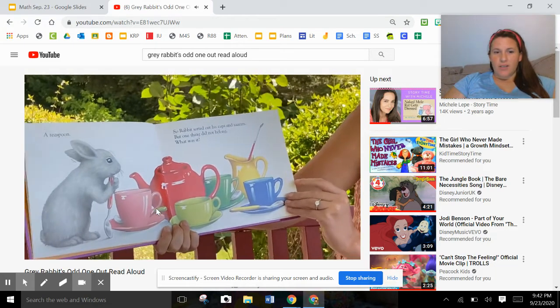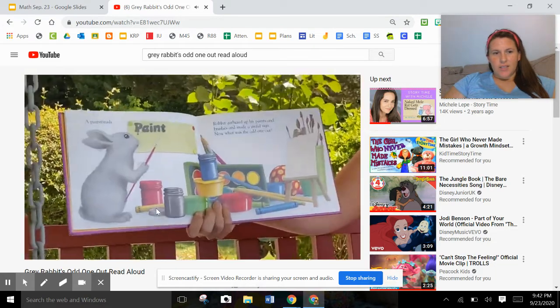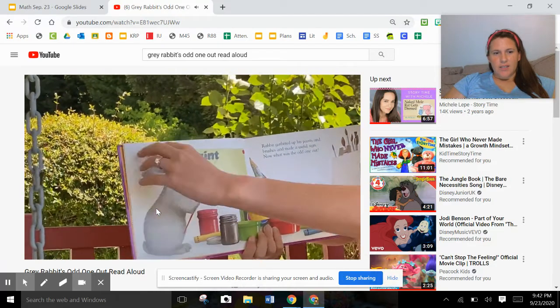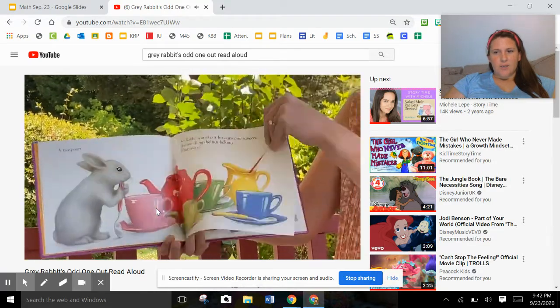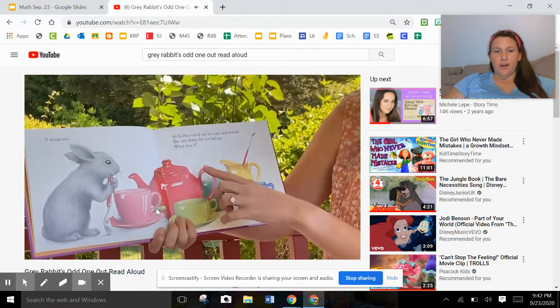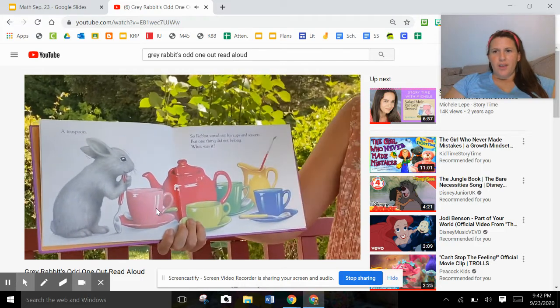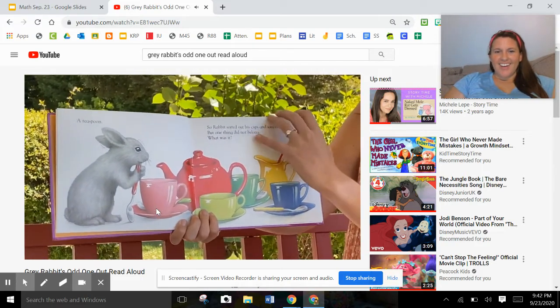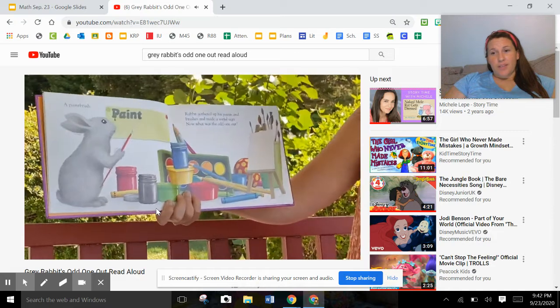It does not belong. A paintbrush. Did you see the paintbrush in the last picture? Let's go back. We sure did, lady. Come on, let's move on. We got math to get to. There's the paintbrush. So it doesn't belong there. It's the odd one out.